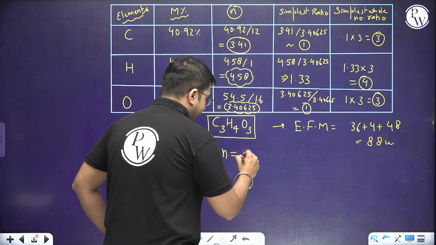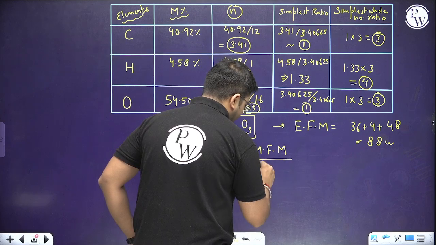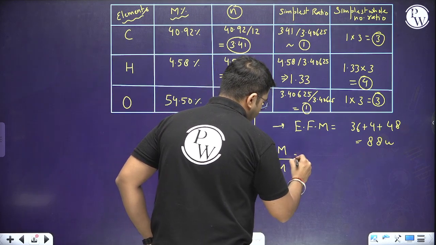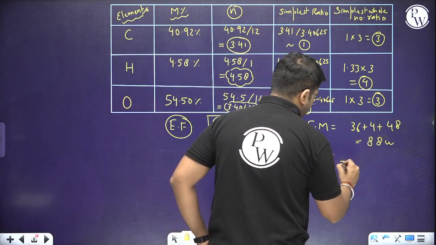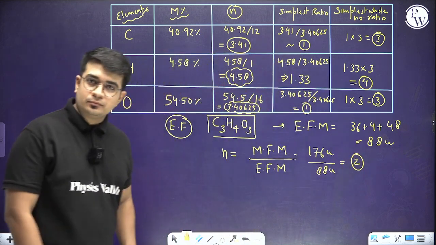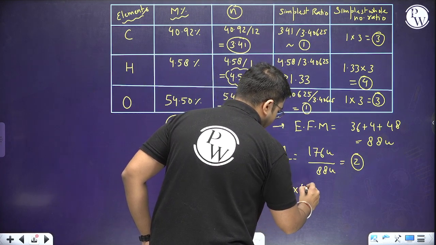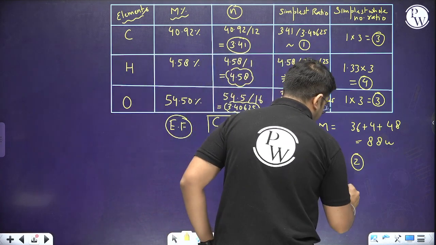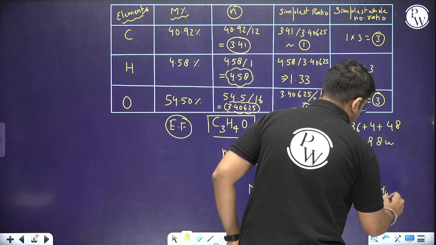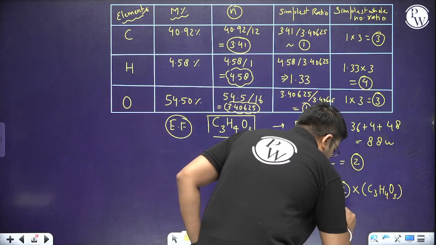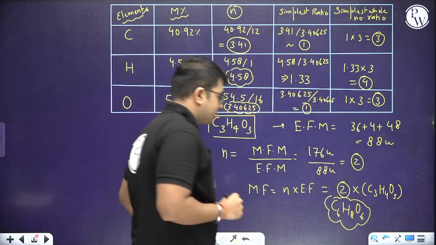Now the value of n is the molecular formula mass, which is given to us, divided by the empirical formula mass. So this part is 176 u divided by 88 u, that will be equal to 2. Okay, so we can say that the molecular formula will be equal to n multiplied by the empirical formula. If we put the value n is 2 in this case, multiplied by C3H4O3, so that will be C6H8O6. Do we have any answer related to this particular part?